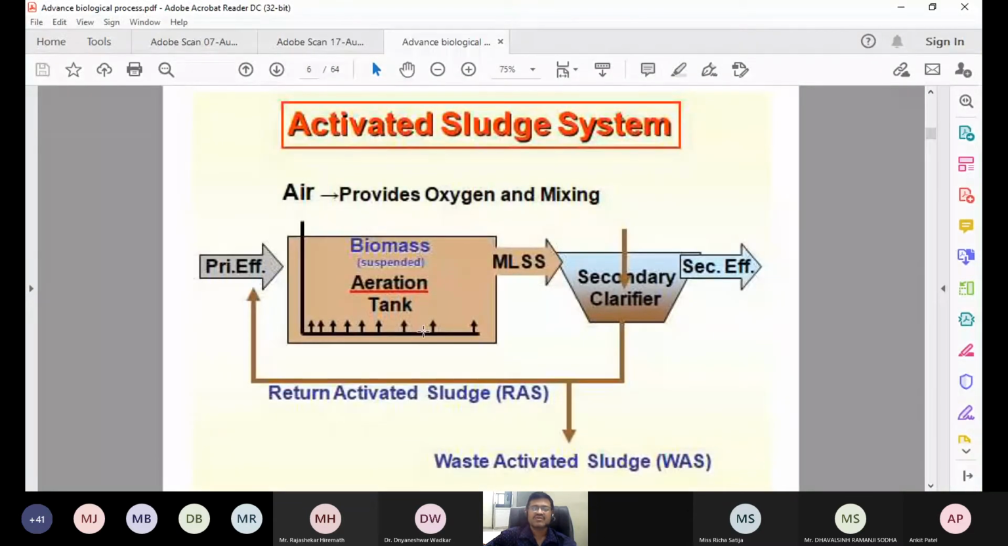Now this reaction will happen and everything will go into the secondary sedimentation tank. What is happening there? Whatever bacteria are generated here will be in mixed form, because due to aeration there is mixing also happening. So everything is in suspension.